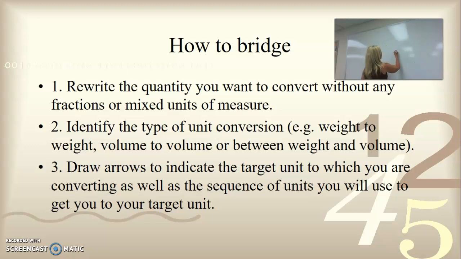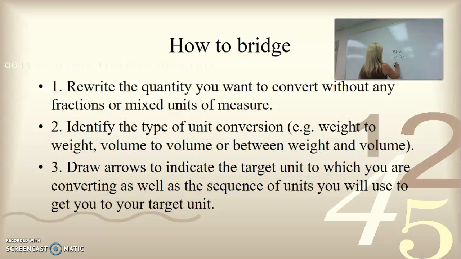One, we will be converting from weight to weight, okay? We just did that. We converted from ounces to pounds and pounds to ounces. That's weight to weight. Another one is you could be converting from volume to volume. I might say something like, I need 125 teaspoons of vanilla. How many cups is that? Well, teaspoon is volume and cup is volume, so I'm just converting between 2 units of volume.